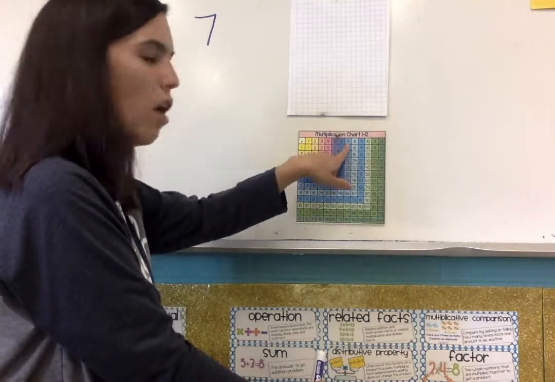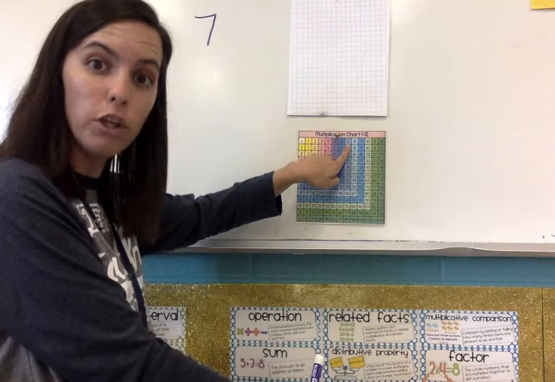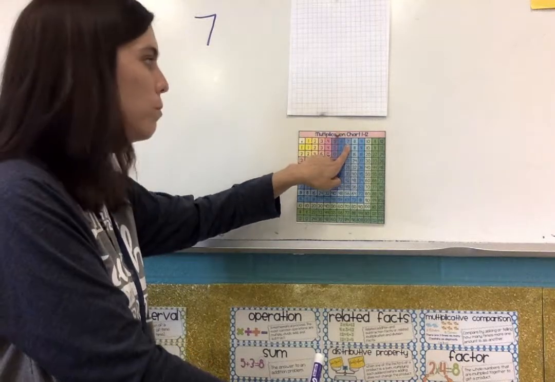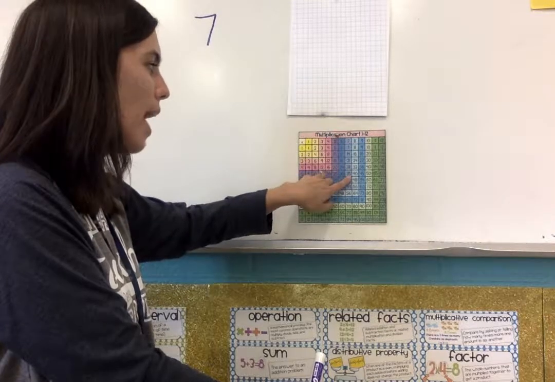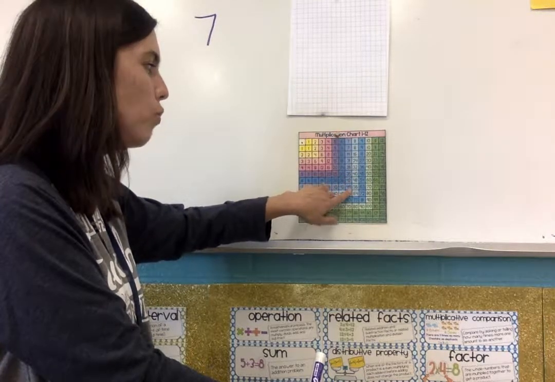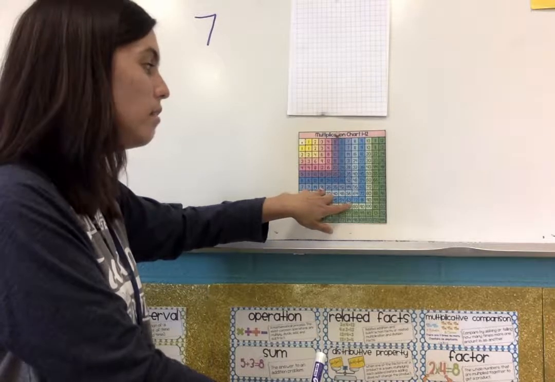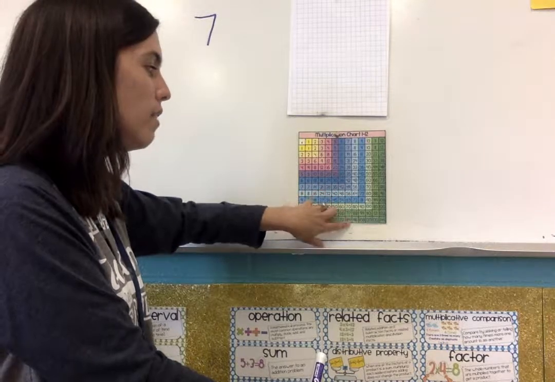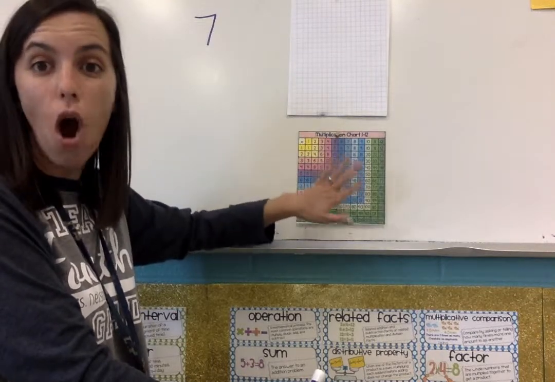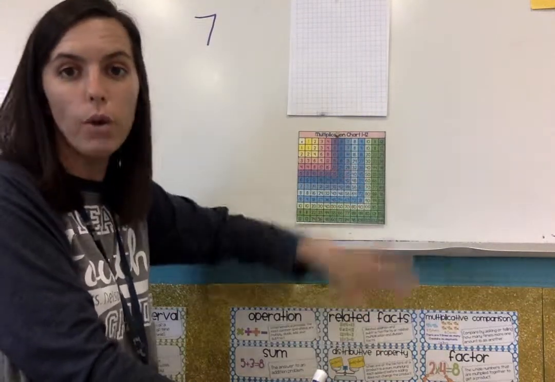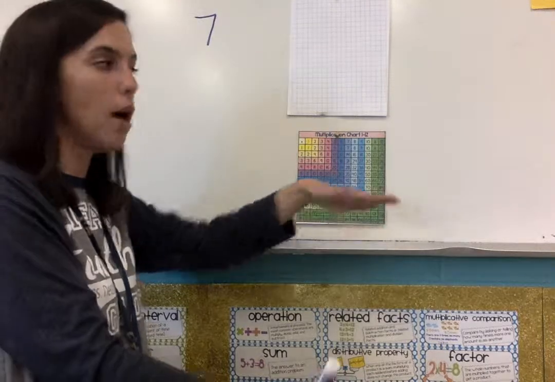So I'm going across, I see my 7 right here. You can use your multiplication chart too. So I see 7, 14, 21, 28, 35, 42, 49, 56, 63, 70, 77, 84. These are all the multiples of 7 that are on the chart. They keep on going, but our multiplication chart stops.